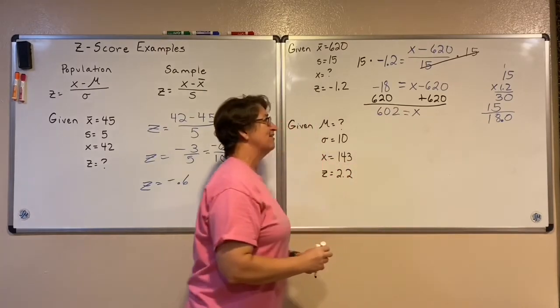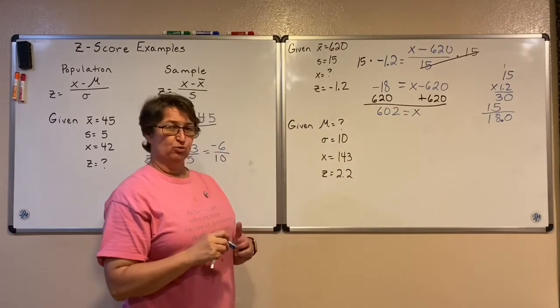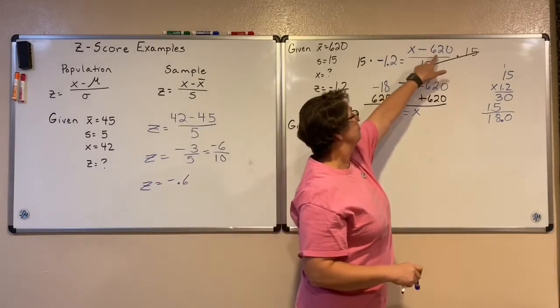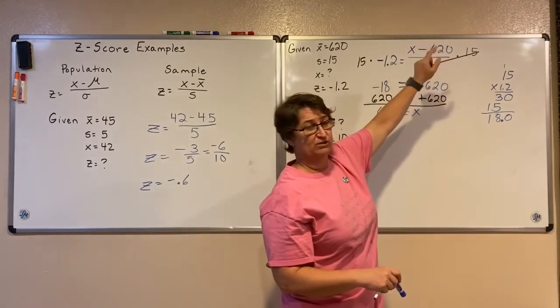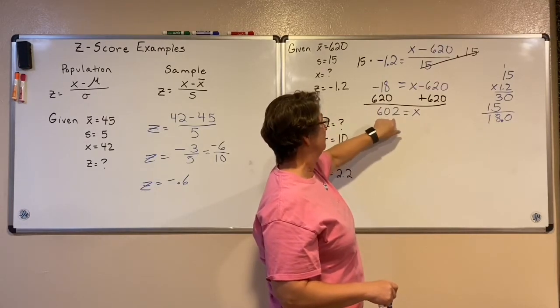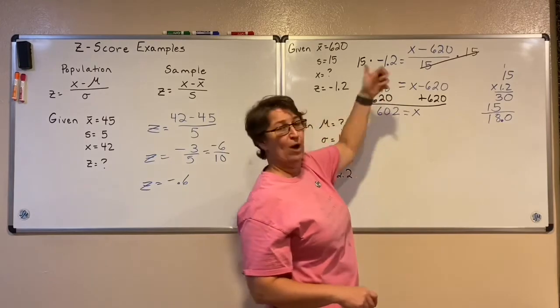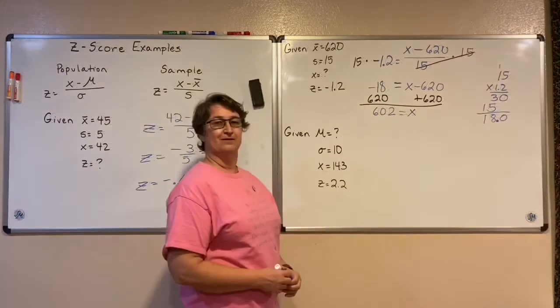So my data value is 602. Let's see if that makes sense. It is below the 620 like we said it was going to be. It's less than that because it was below average. And it's more than 15 away from the 620.